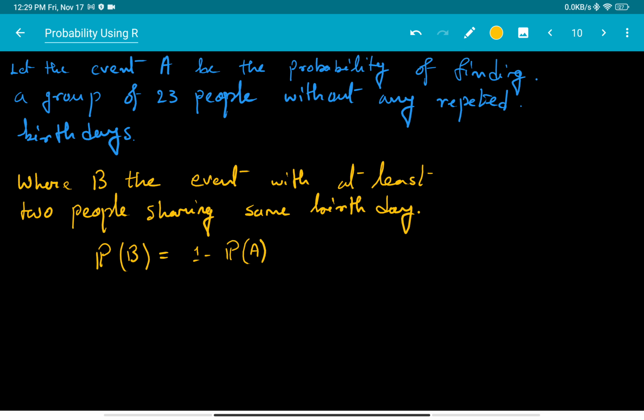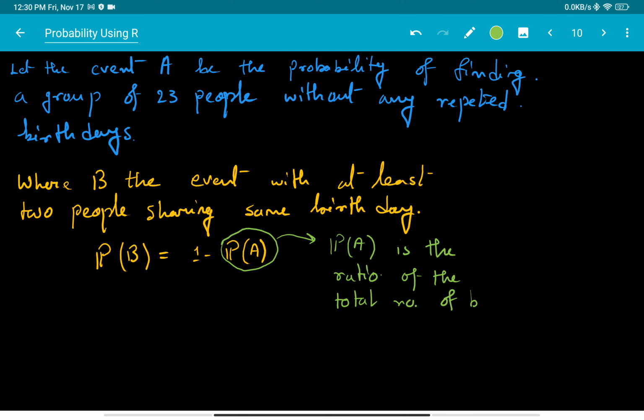So this probability of A, what is it? The probability of A is the ratio of the total number of birthdays, correct.